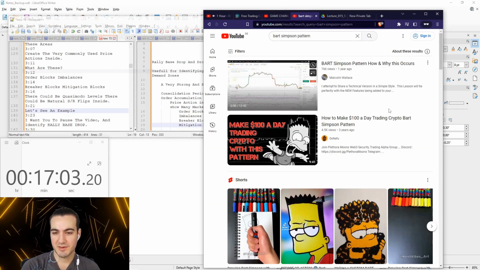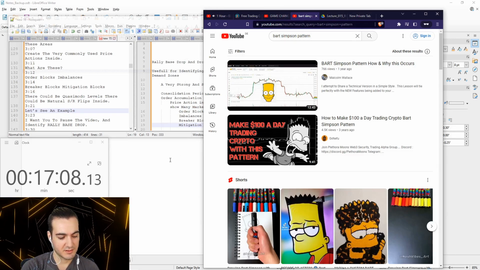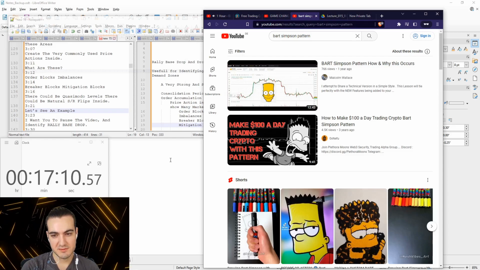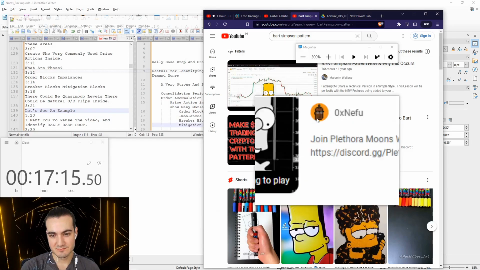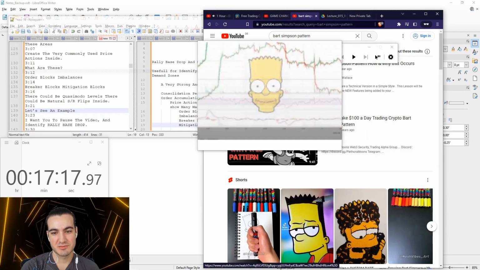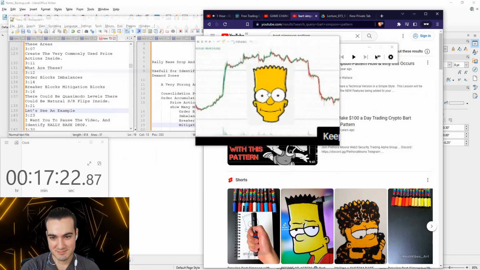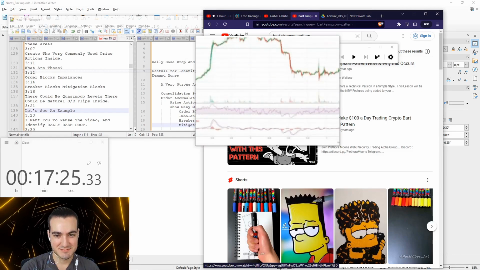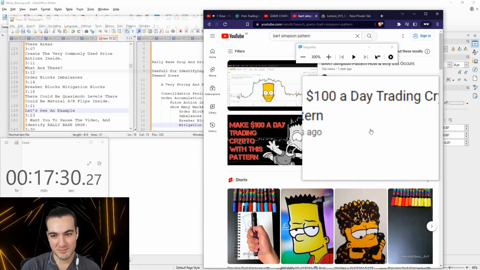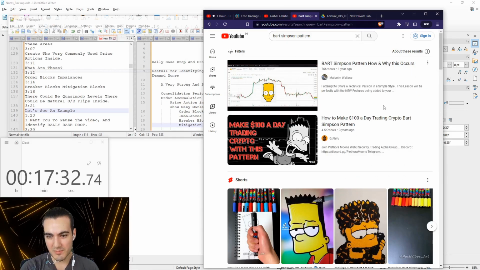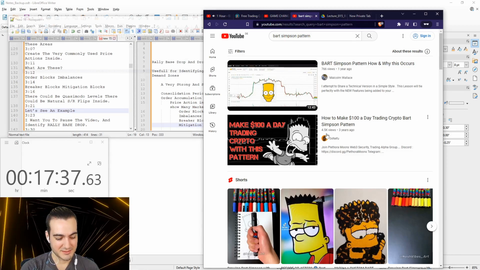And this is something I'll point out too: I've seen the rally-base-rally not referred to as a rally-base-rally, but as a Bart Simpson pattern, because it resembles Bart Simpson's head in his unique hairstyle. So there are many different names for each market structure. There's another one here, it's interesting.